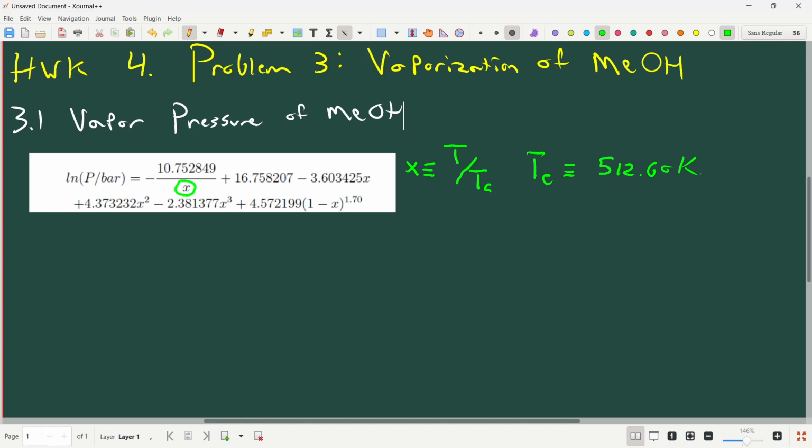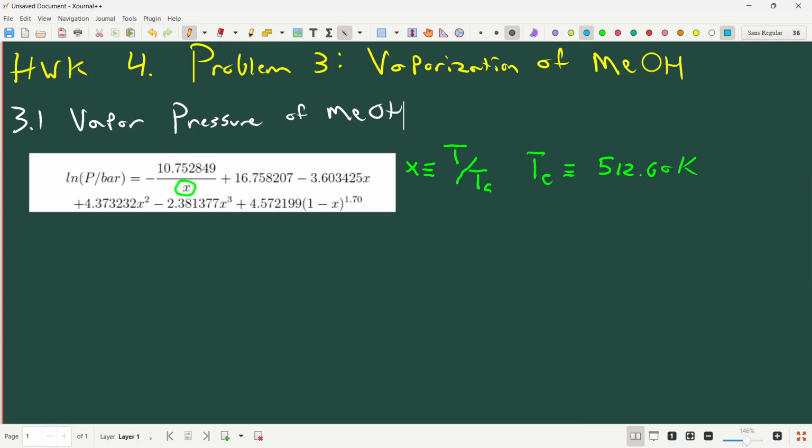This equation is unitless because the variable has no units, and the Kelvins divide out. That makes sense because the left-hand side is a logarithm, and logarithms don't have units. So you can plug in some fraction of TC, somewhere between 0.1 and 1, and the output is the vapor pressure of methanol. The most important thing to note is that this is a logarithm, so this is the log of the vapor pressure as a function of temperature.